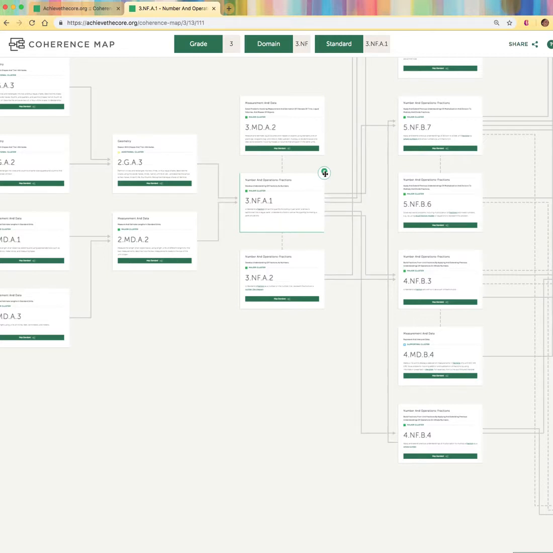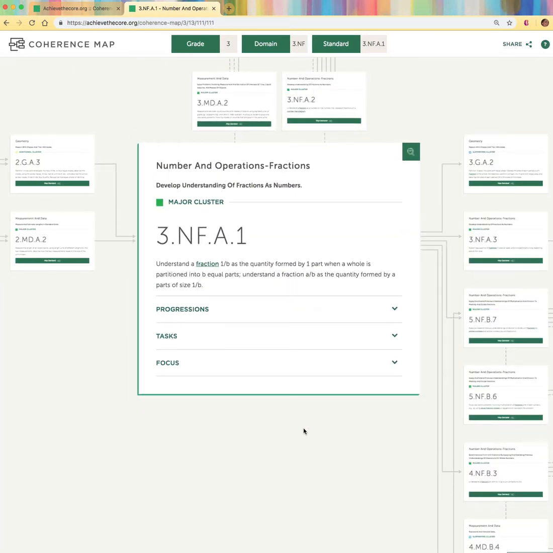So I'm going to click here and get back to the broader view. And so now I have back a close-up view of what the map looks like. And if we look to the right now, we can see here are the two future ones, this 3.G.A.2 and 3.NF.A.3. This standard, NF.A.1, is going to be an important foundational skill when we come to 3.G.A.2 and 3.NF.A.3.